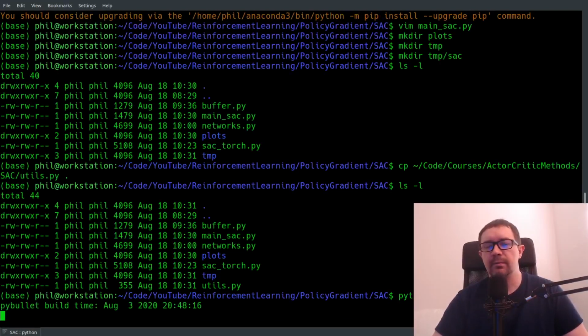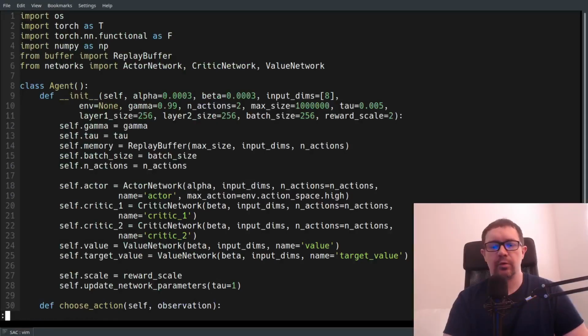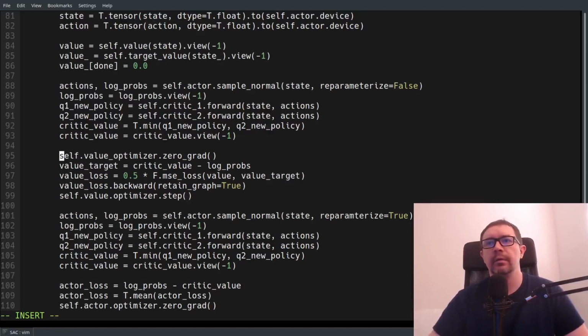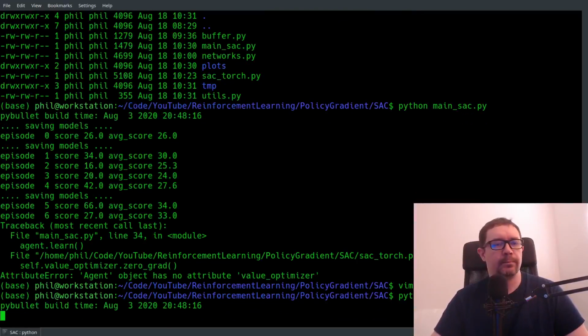Let's see how many typos I made. Value agent has no attribute value optimizer. It's because it's value dot optimizer, not value underscore. So that is in PyTorch line 95. Value dot optimizer. Okay, try it again.